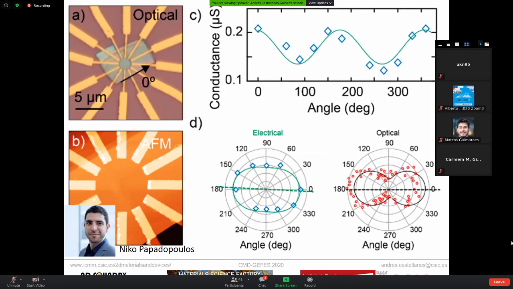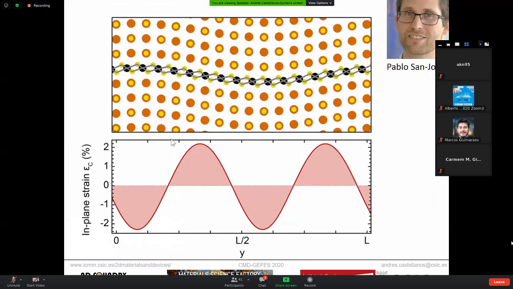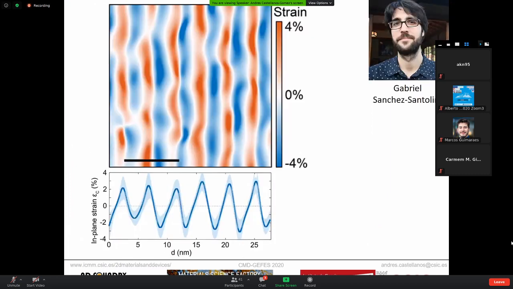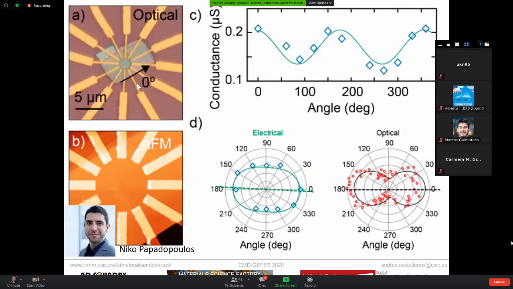Okay, and could you comment a little bit on the evolution of the inbuilt strain as the number of layers goes down? We don't know. Honestly, we have no clue about it. It's a good question. We haven't tried. The thinner layers that we have measured, in all these optical and electrical measurements, are about 10 unit cells. I think we haven't measured anything thinner than that.